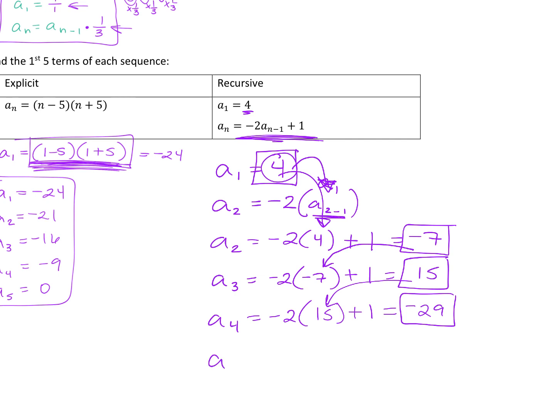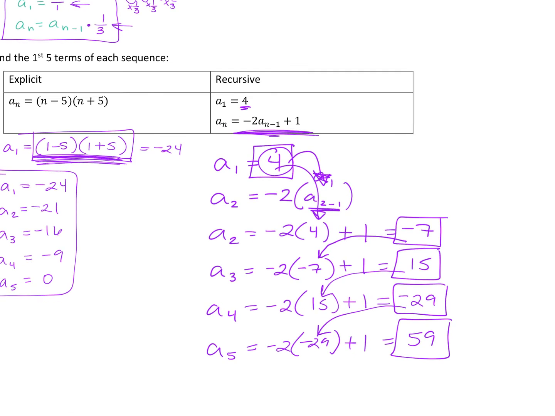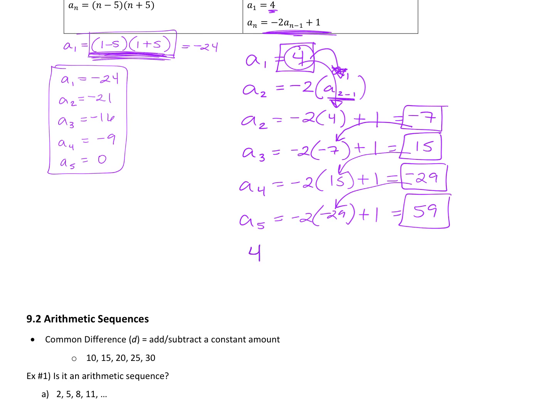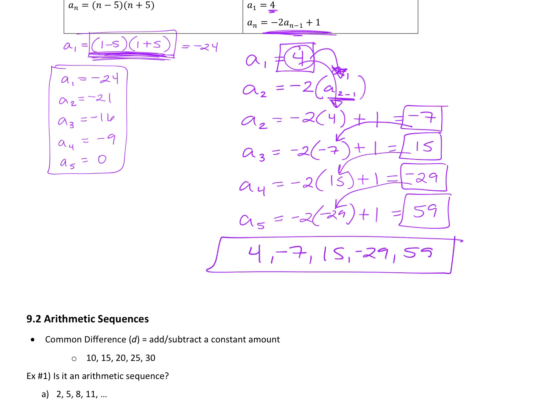And then my fifth term is negative 2 times what? The term before it, negative 29, plus 1. So you get a positive 58 plus 1 is 59. Okay, so your first five terms are 4, negative 7, 15, negative 29, and 59. Questions on that?